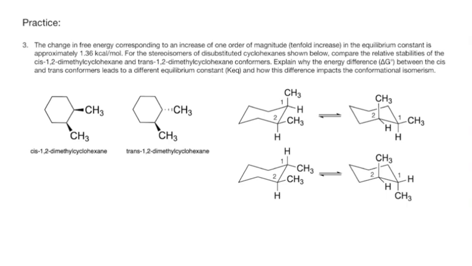Let's move on to the next question. The change in free energy corresponding to an increase of 1 order of magnitude, a tenfold increase in the equilibrium constant, is approximately 1.36 kcal per mole. For the stereoisomers of disubstituted cyclohexanes shown below, compare the relative stabilities of cis-1,2-dimethylcyclohexane and trans-1,2-dimethylcyclohexane conformers. Explain why the energy difference between the cis and trans conformers leads to a different equilibrium constant and how this difference impacts the conformational isomerism. Feel free to pause the video and try this problem on your own first.